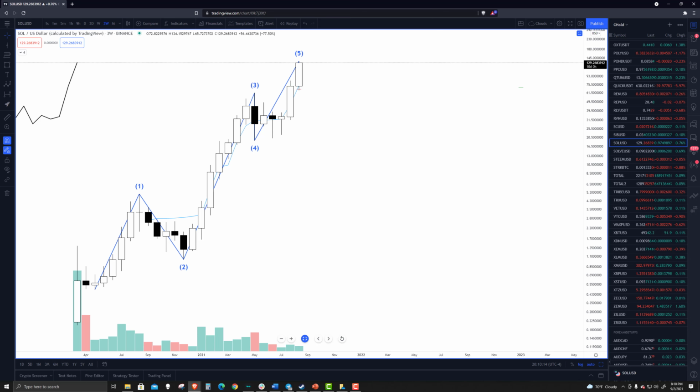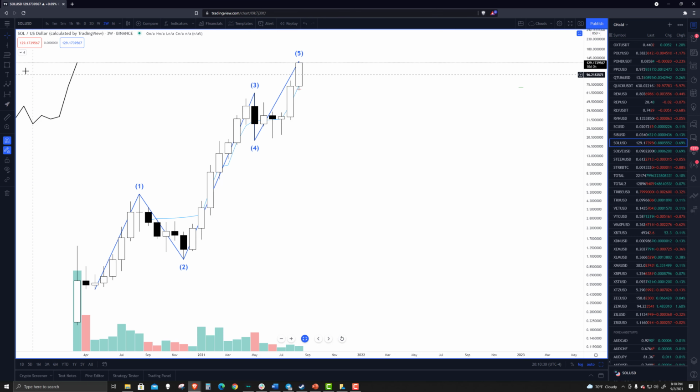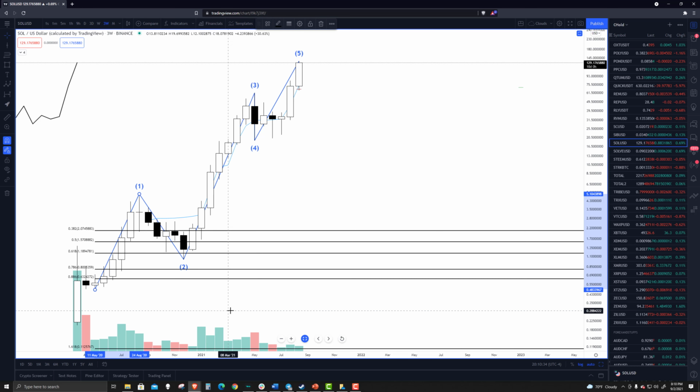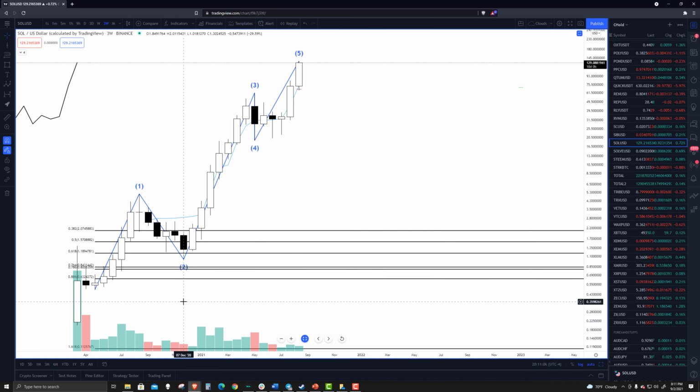But wave 2 is typically 50%, a 618 or a 764 of wave 1. So basically what we're saying is if we measure wave 1, it came down to the 618. Trading View's tools do it the opposite way. I don't think I have the 764 on here, but add it, 0.764. There you go. But it came down to 618. All right, and we moved up.